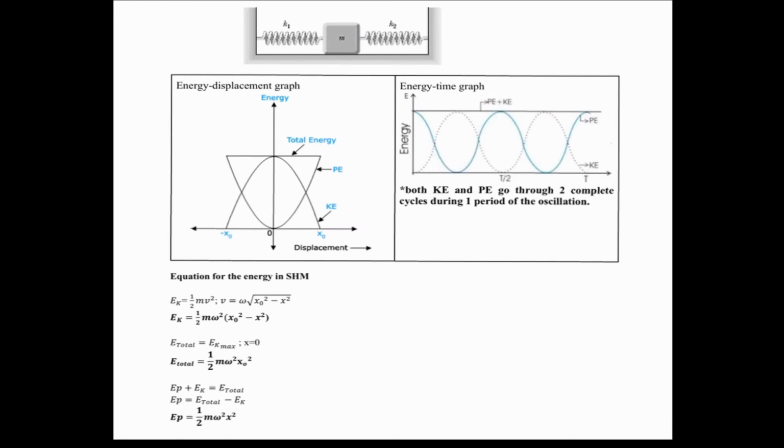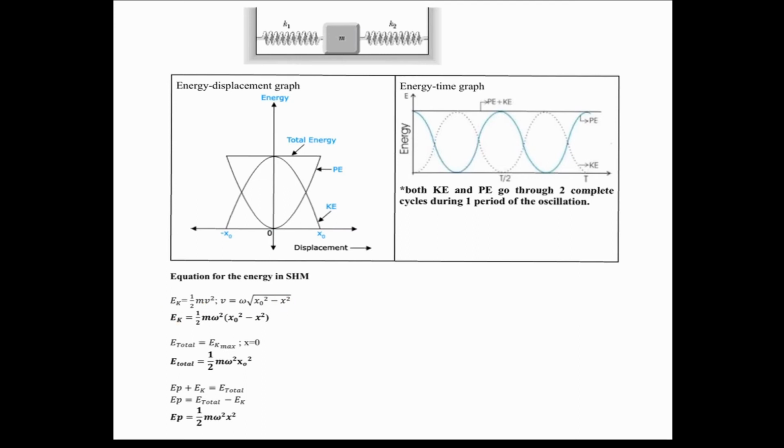Understand? So what about the equations? Unfortunately, you must know the equations and memorize them, but it's actually not very difficult to derive them. I'll show you how to derive. Remember the formula for KE is half mv squared. The formula for velocity that is given in your data booklet is this, which you don't have to memorize. You take this velocity from the data booklet, substitute it in here, and you get half m omega squared, x0 squared minus x squared. So this is the formula for KE.